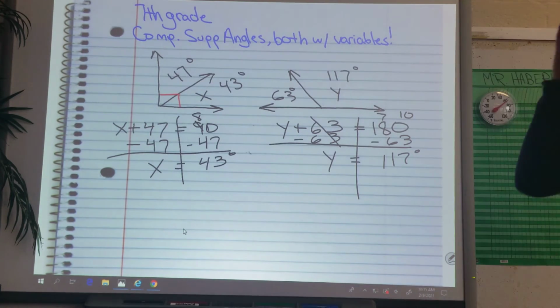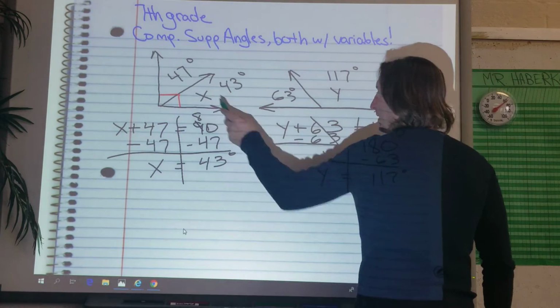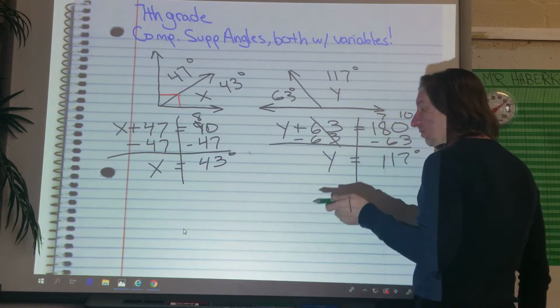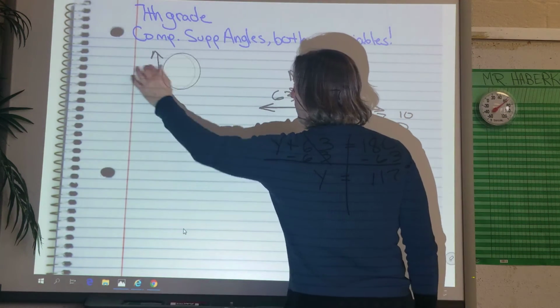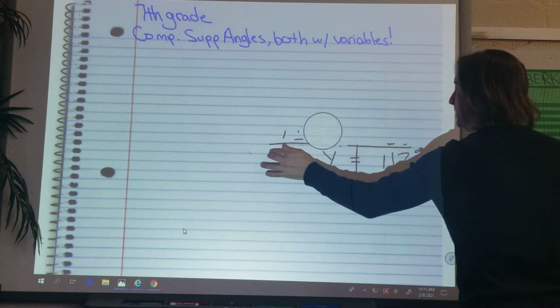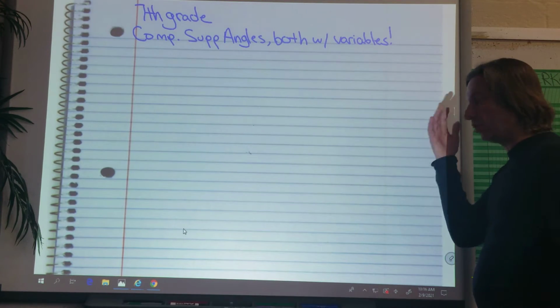So we've been doing these for a while. Pretty easy stuff. Complementary angles add to 90, supplementary add to 180. That's all there is to it. And then writing our equations was the important part that we've been working on for the last couple days. And the reason we've been doing equations for these is because of the ones I'm about to show you.